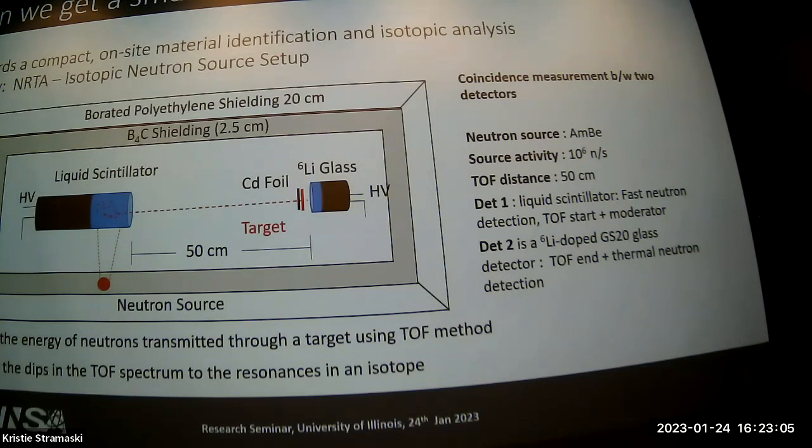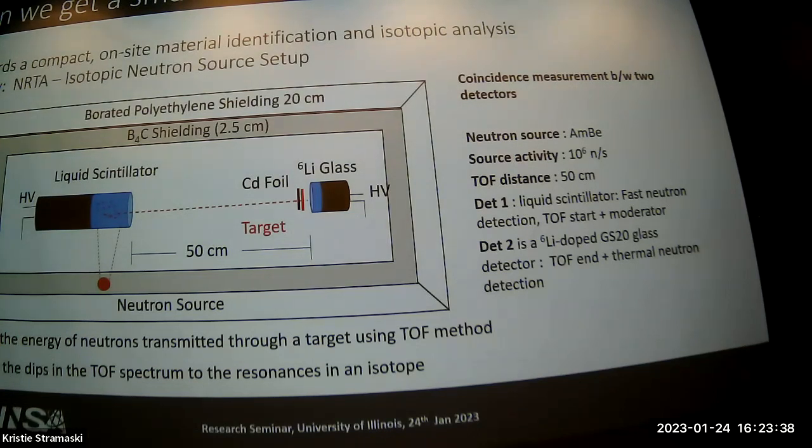Here the idea is, again, the same thing: measure time of flight. There we were measuring time of flight between the neutron generator and the neutron sensitive detector. Here we are measuring time of flight between a liquid scintillator and the neutron sensitive detector. Why liquid scintillator? Well, the neutron generator in the previous setup gives you a neutron pulse, so you have the start of the time of flight from the neutron generator.